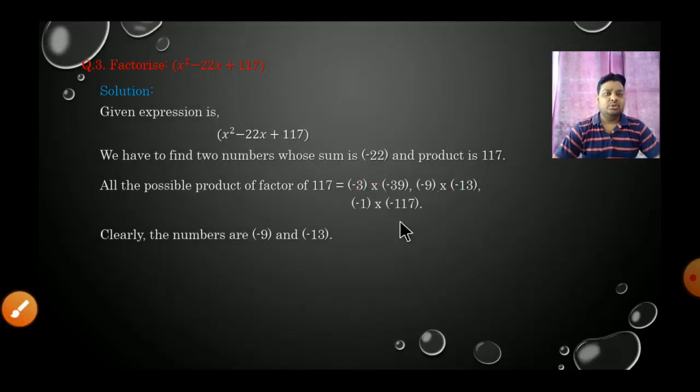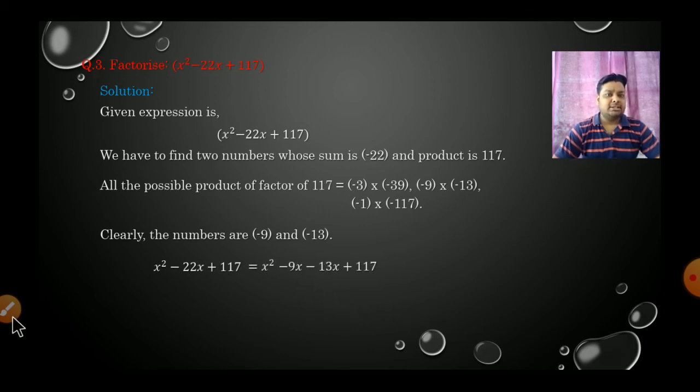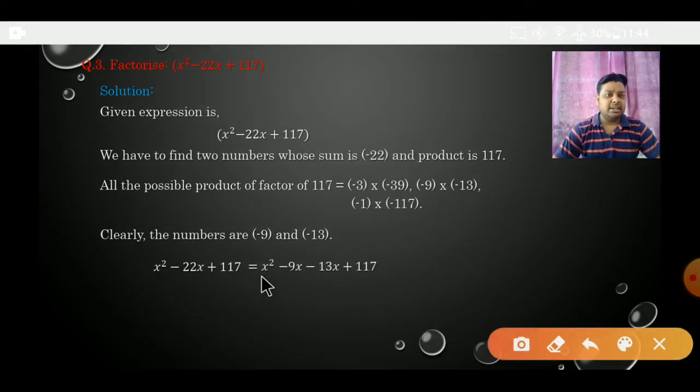Okay, so we can write minus 22x as minus 9x and minus 13x. Here we will write minus 9x and minus 13x. Now here you can see that x square minus 9x is the first group and minus 13x plus 117 is the second group. So we have to find the common factor in these two groups. So x will be common, then x minus 9 will be left.